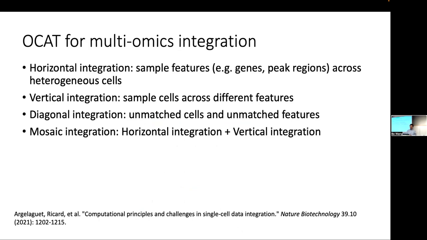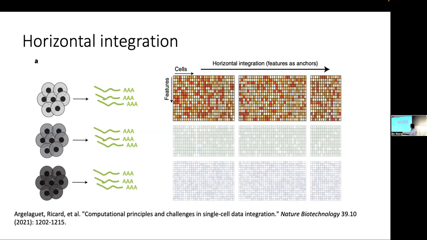So a natural question we asked ourselves is, can we use OCAT to integrate multi-omics? To better illustrate this integration problem, I want to use a categorization of integration from a benchmark paper published in Nature Biotech. This paper categorized integration into four types: horizontal integration, vertical integration, diagonal integration, and mosaic integration. I will briefly talk about horizontal integration. Horizontal integration is when the data have the same features, just different batches of cells, for example single cell RNA-seq integration, just as we mentioned in the first part of the talk. So this concludes that OCAT can deal with horizontal integration.